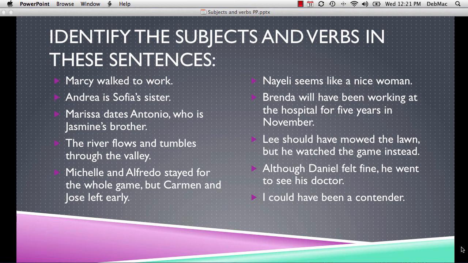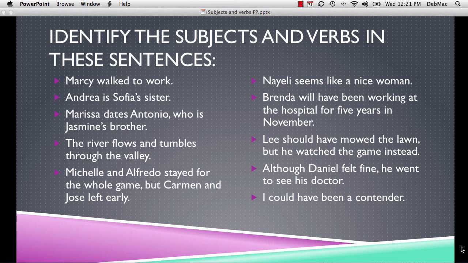The river flows and tumbles through the valley. The verbs are flows, tumbles. Who or what flows and tumbles? River. So river is the subject, flows, tumbles are the verbs.